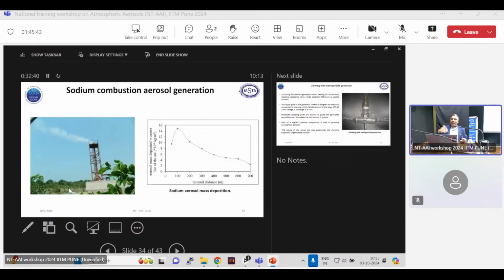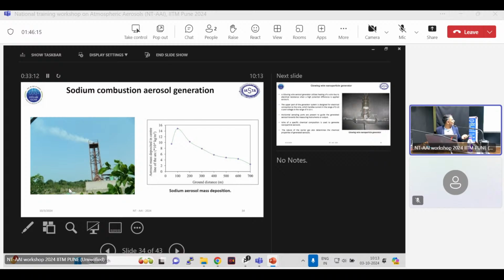And when our application changes, like we want to study atmospheric dispersion of aerosol, then this chamber related experiment generation will not work. Then we have also created a facility where we can create a fire and release aerosol at 10 meter or 20 meter height from the ground, and study up to 700 meter or 1 kilometer distance: what is the physical property and chemical property, or what is the ground deposition and concentration.